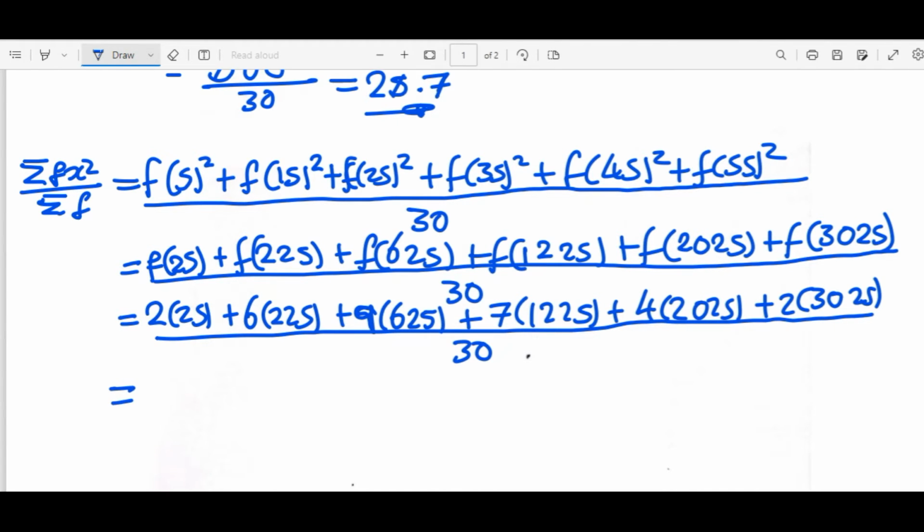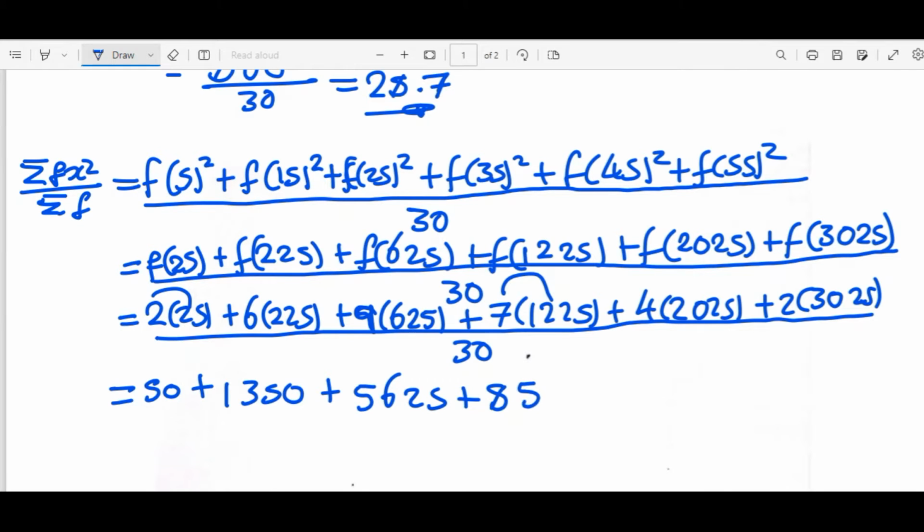So 2 times 25 is 50 plus 6 times 225, 1350, plus 9 times 625 getting 5625 plus, so we're multiplying now these numbers, 7 times 1225 getting 8575, plus we'll move on to 4 times 2025 getting 8100, plus 2 times 3025, 6050, divided by 30.